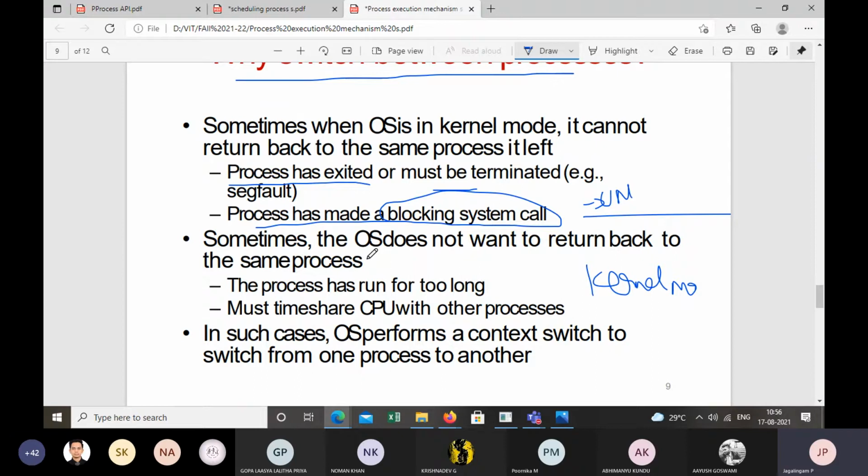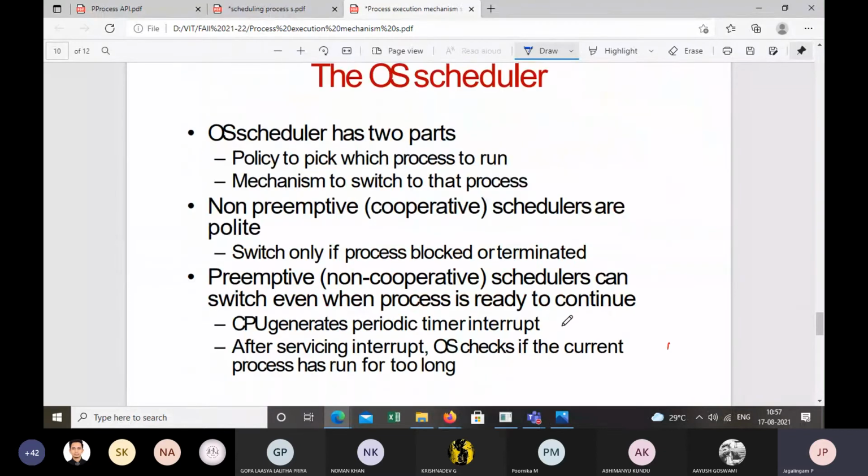And there are other cases. The operating system does not want to return to the same process if the process has utilized the CPU for a longer period of time, right? Because the operating system has a responsibility to time share the CPU among multiple processes, right? So in all of these cases, the operating system performs a context switch from one process to the other process. Now we know that the operating system scheduler has two important parts, policy and mechanisms, and we also discussed non-preemptive. What do you mean by non-preemptive?